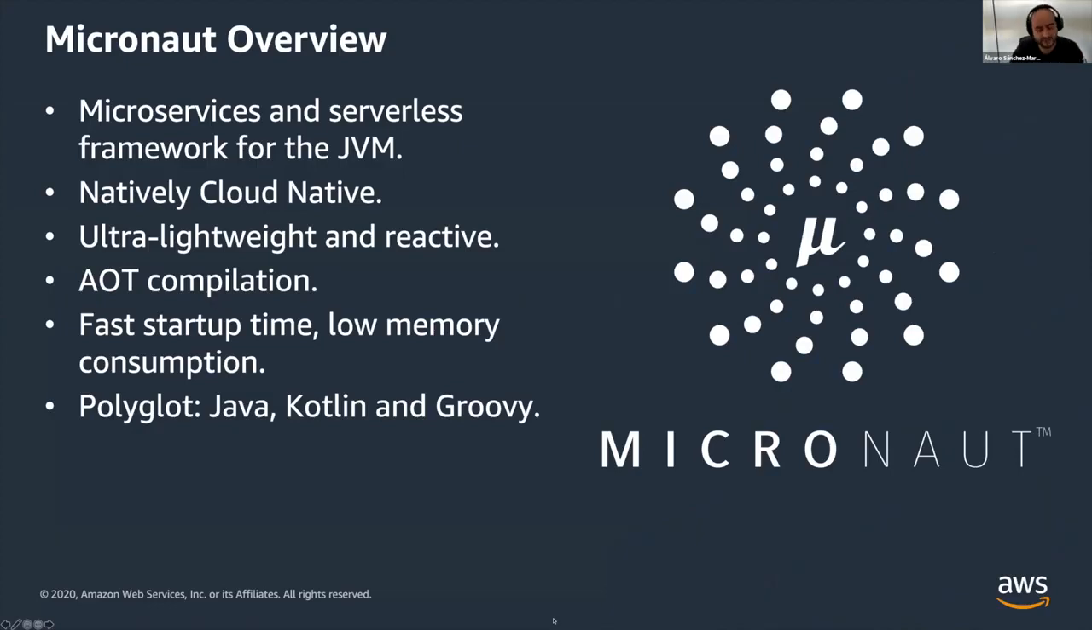Micronaut is a framework that was first published in 2018, the first release, and it's a general framework for the JVM to create microservices and serverless applications. We call it natively cloud native because it's been designed from the ground up with the cloud in mind. So we have embraced the 12-factor patterns so that you can build microservices for the cloud. And natively because this is not a 10-year-old or a 15-year-old framework where we had to carry over many decisions. So we start fresh from scratch with this goal in mind.